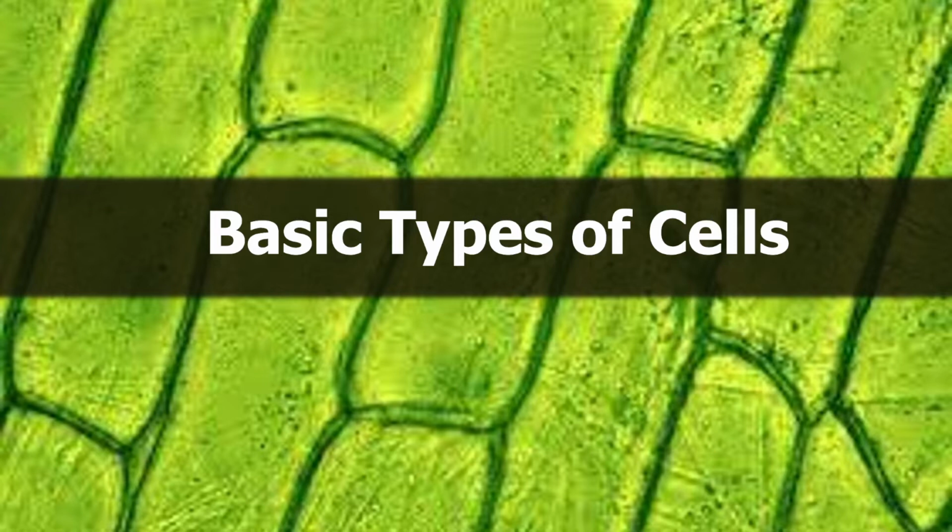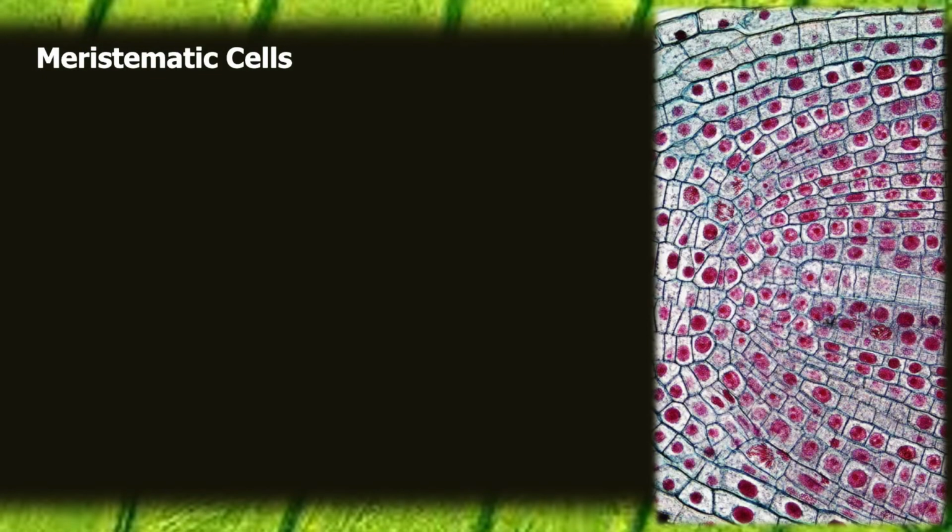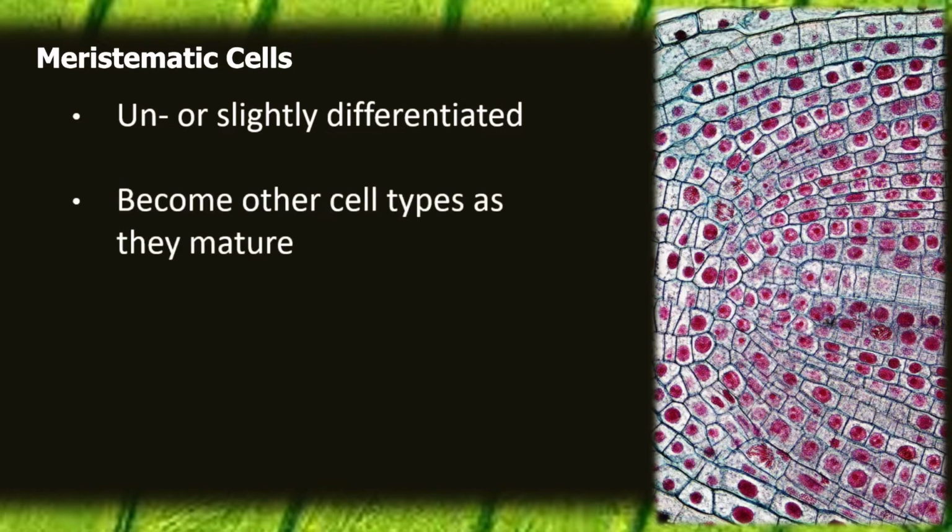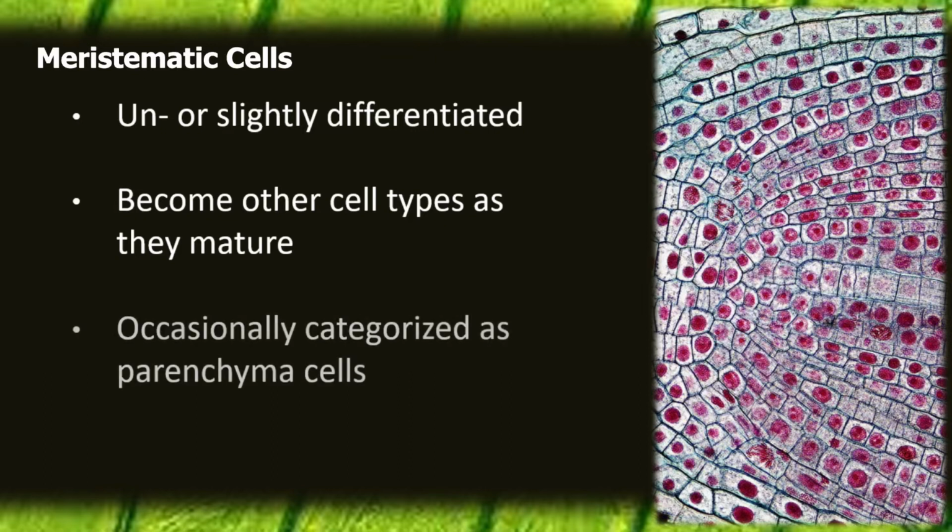So let's get started. Meristematic cells are the plant's version of stem cells. They are either entirely undifferentiated or only slightly differentiated, and as they differentiate, they become all other cell types found in the plant. You can usually spot meristematic cells due to their dark, prominent nucleus. As a side note, some sources categorize meristematic cells in their own group, while others classify them as Parenchyma cells, which we'll be looking at next.